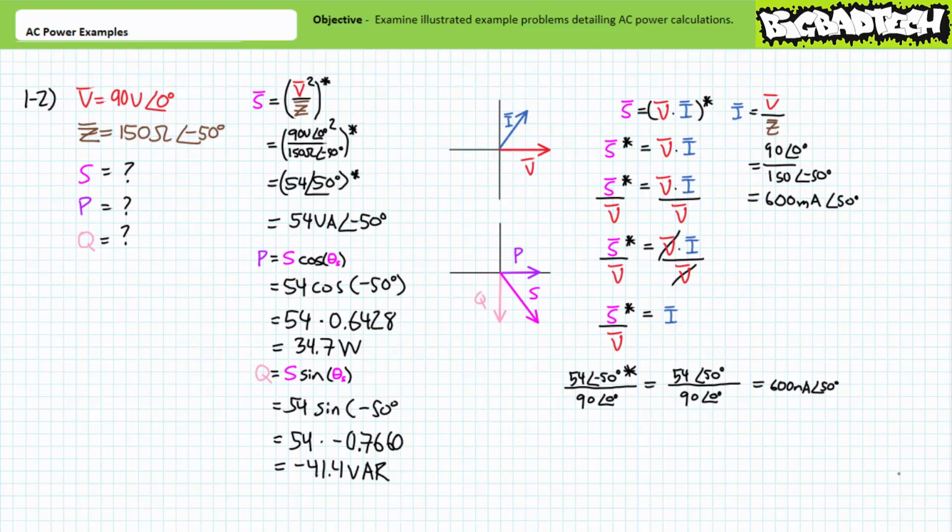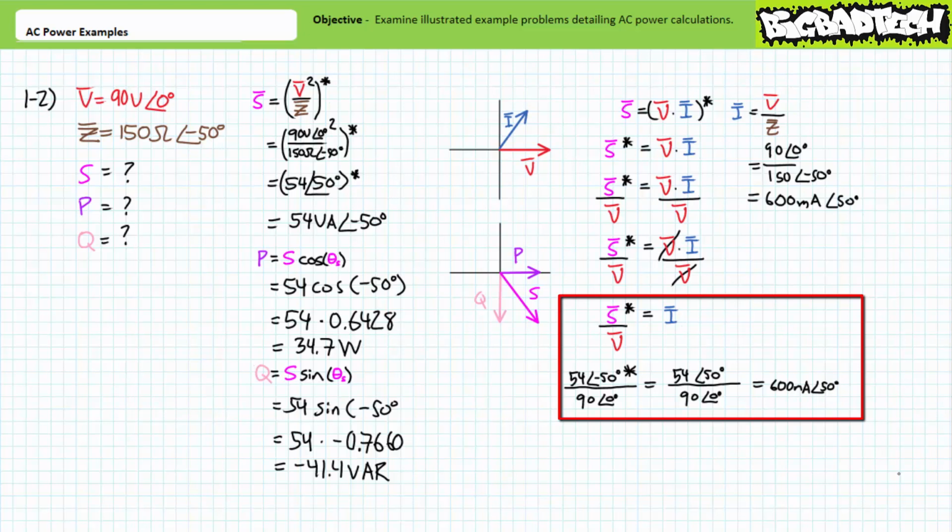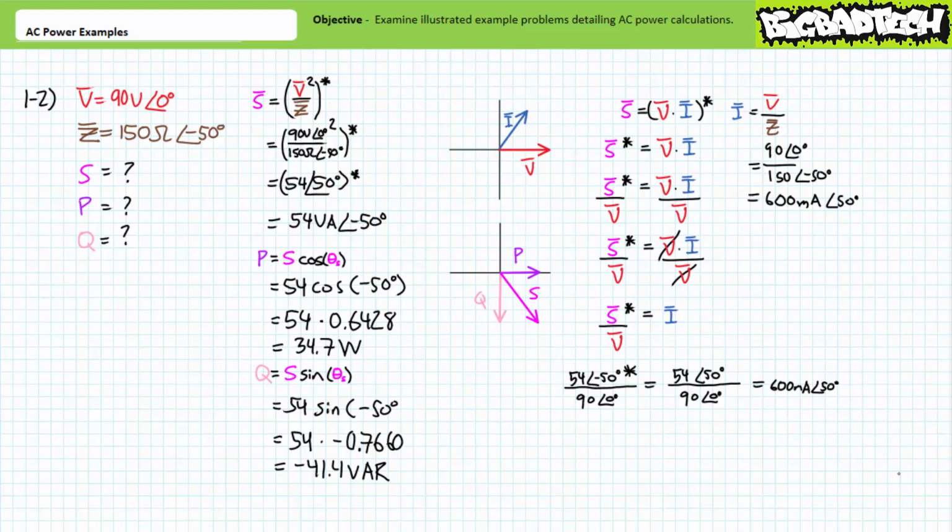A manipulation of the AC power formula or Ohm's law solving for current verifies this hypothesis. If apparent power is equal to the complex conjugate of voltage times current, current equals the complex conjugate of apparent power over voltage. Substituting in our given values, we find current to be 600 milliamperes at an angle of positive 50 degrees. Current does indeed lead voltage, as we anticipated.